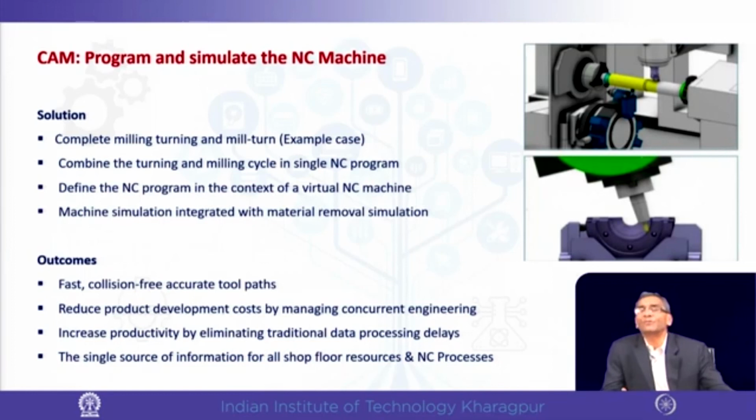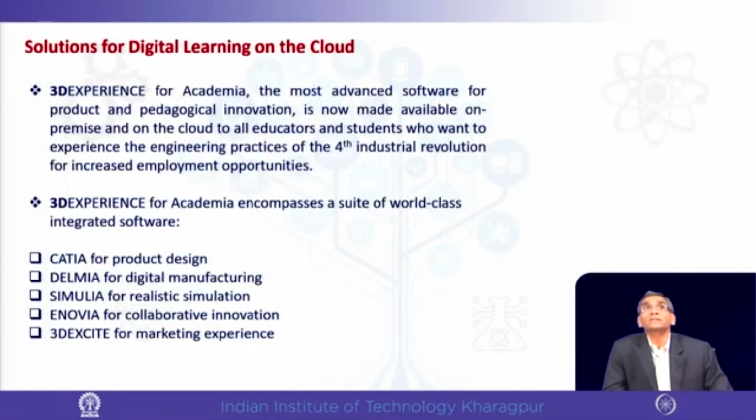So, there is a huge saving of time, otherwise once the design comes, then he would explore, that is a wastage of time. So, that can be saved. They increase productivity by eliminating traditional data processing delays, with a single source of information for all shop floor resources and NC processes. So, this is also an important area, and in that software these are the packages: CATIA, DELMIA, SIMULIA, ENOVIA and 3DEXCITE. I have already told what they do, and what they do is practically written here.